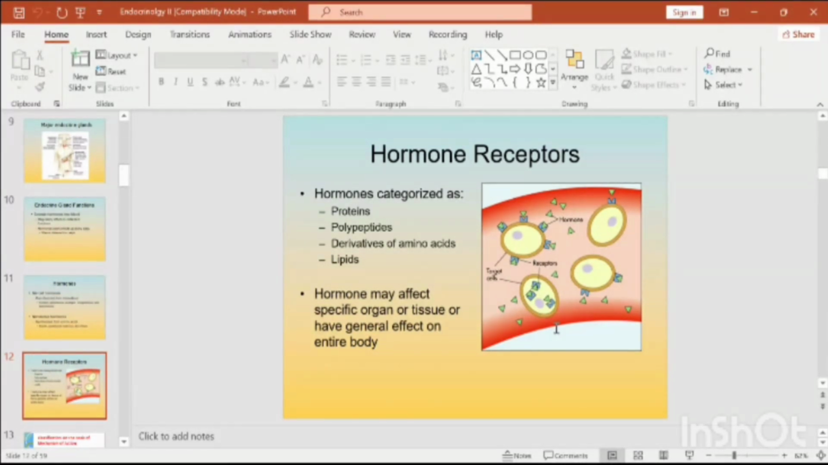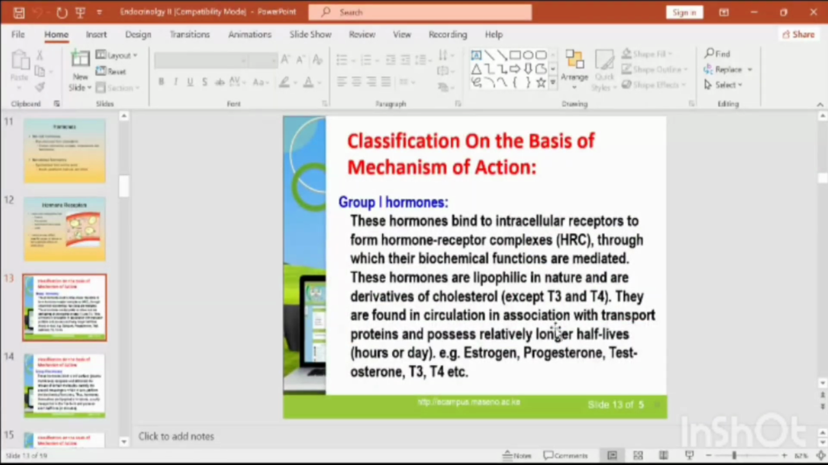Some are a derivative of amino acids and others are lipid in nature. So they may affect the organ or tissue in ways that we'll see as time goes by. Another classification, again, is using the receptor basis. And on this basis, we get the class A or the group 1 hormones. The group 1 hormones have the intracellular receptors.